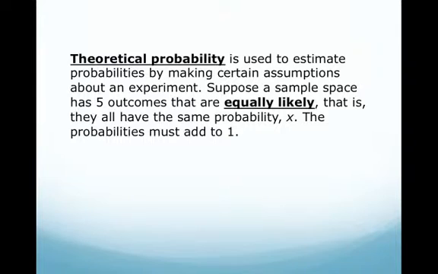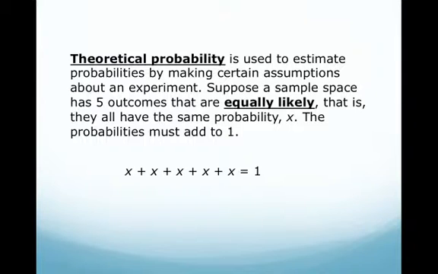Suppose a sample space has 5 outcomes that are equally likely. That is, they all have the same probability x. The probabilities must add to 1. x plus x plus x plus x plus x equals 1. Those are 5 outcomes that must add up to 1.